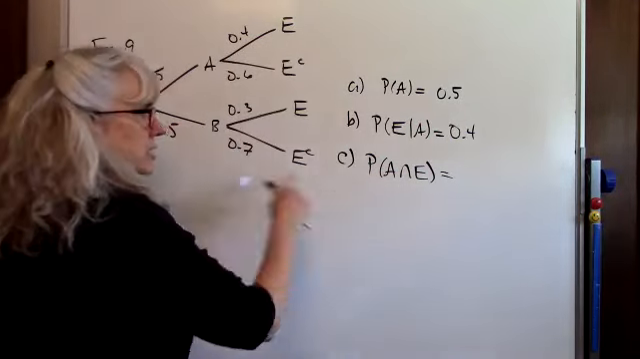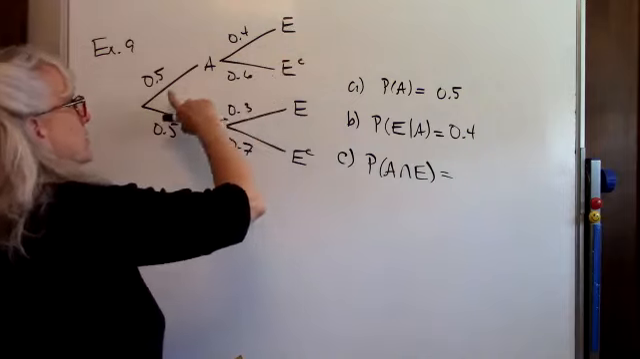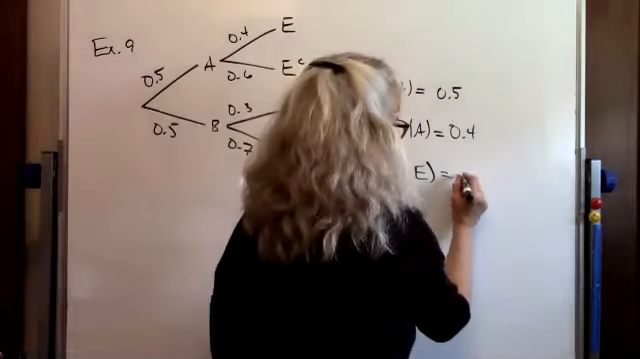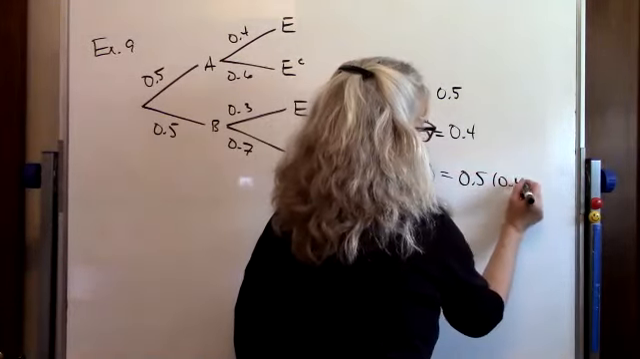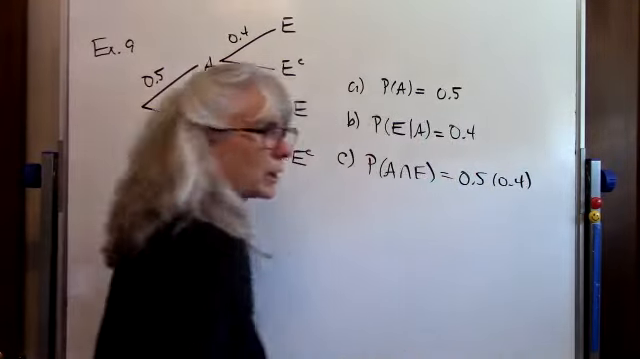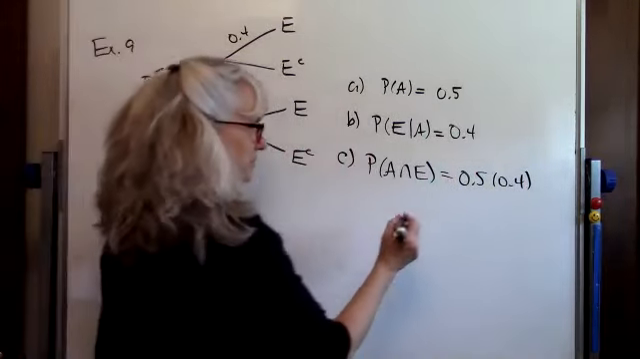Part C is asking for the probability of A intersect E. So when I do an intersection on a tree, I have to multiply across. So we're going to take 0.5 times 0.4. Notice that that fits what we already know. We can multiply across. That gives me 0.2.